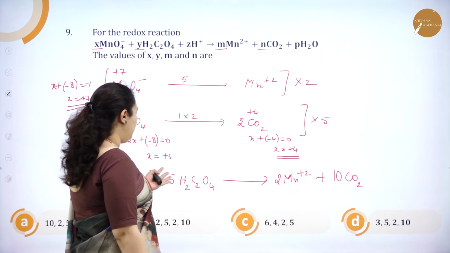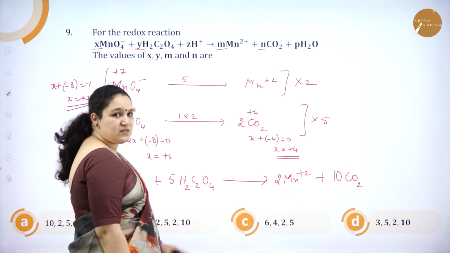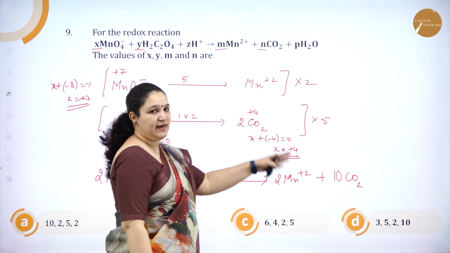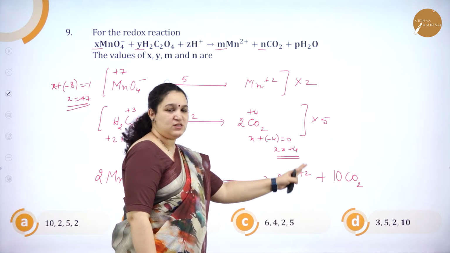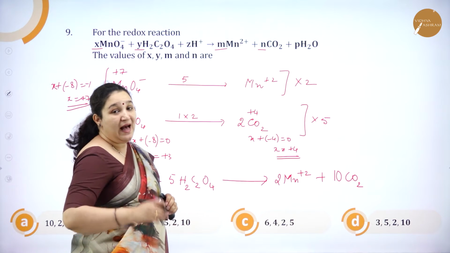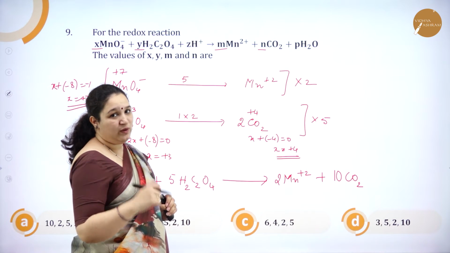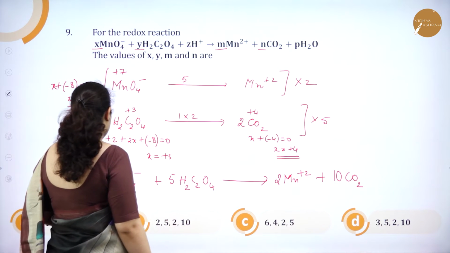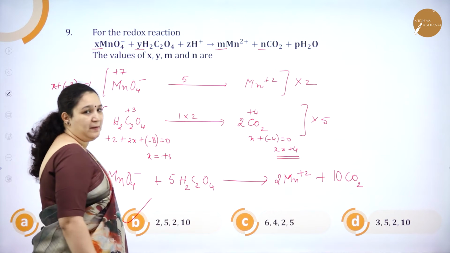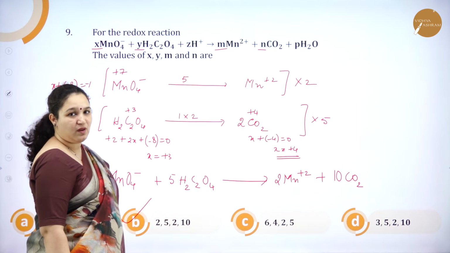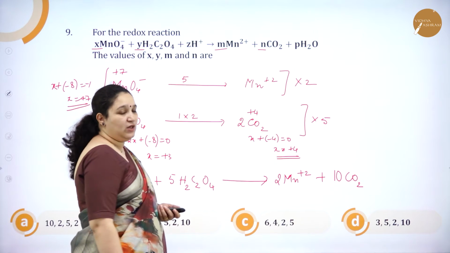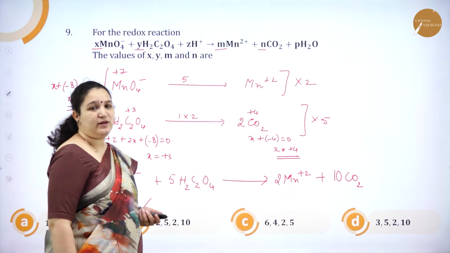Next step would be to balance the oxygen atoms, where the oxygen is more. To balance that, on the other side I would have added water molecules. Then to balance the hydrogen atoms, I would have added H plus ions. As they are not asking here, I am not going to bother about the last two steps. So 2, 5, 2, 10. Option B is the correct answer. So that is about this particular question related to redox reactions.